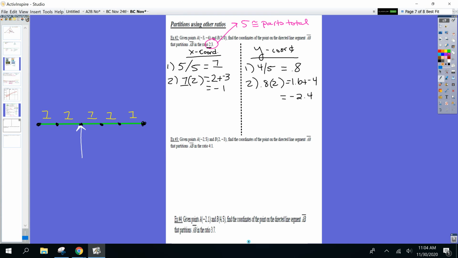All right, so my partition point, the point that breaks line segment AB into 2 congruent on the left, 3 congruent on the right, is -1, -2.4.